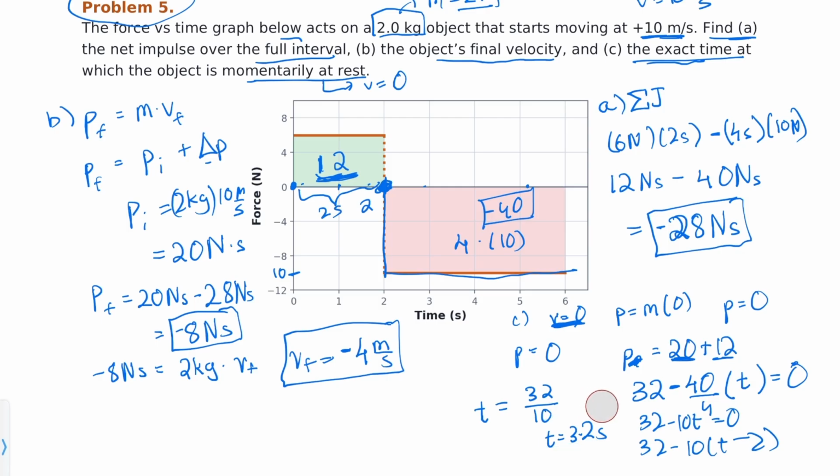The answer wouldn't be 3.2 because that's after this point, right? But you have to count, in fact, that we started at 0 seconds. So how many seconds did we skip? It's 2 seconds. After that, we started counting. So it's 2 plus 3.2, or 5.2 seconds. So solving this would also get you to the same place, okay? So you could also solve this equation, 32 minus 10 times t minus 2, which denotes that you skip 2 forward, right?